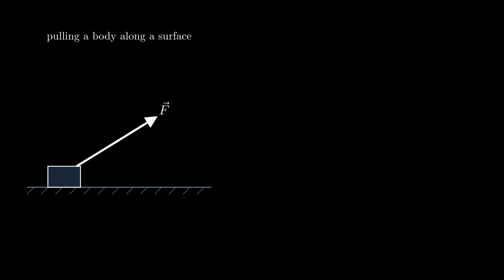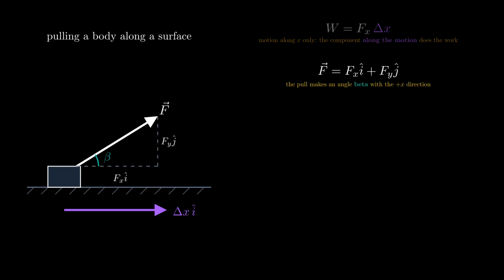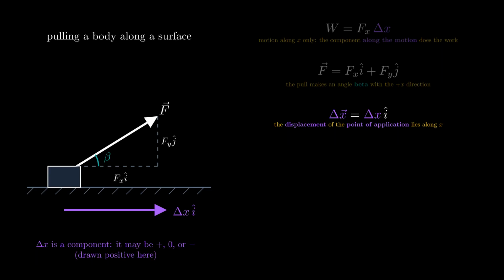Work. When a constant force acts on a body moving along the x-axis, only the force component along the motion does the work. W equals F sub x times delta x. Now pull a body along a horizontal surface with a force that makes an angle beta with the positive x direction. The force is F sub x i hat plus F sub y j hat. The displacement of the point of application lies along the x-axis, delta x times i hat, and the delta x is a component, so it can be greater than, equal to, or less than 0.